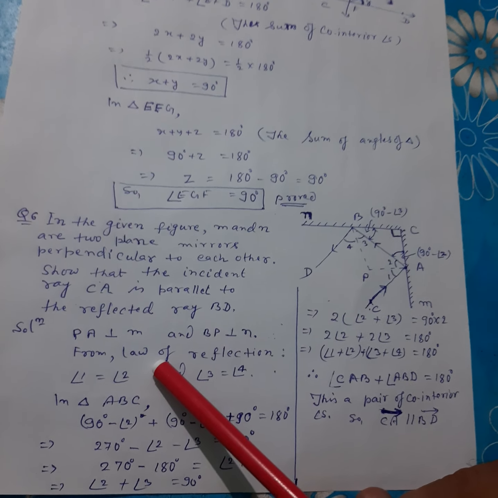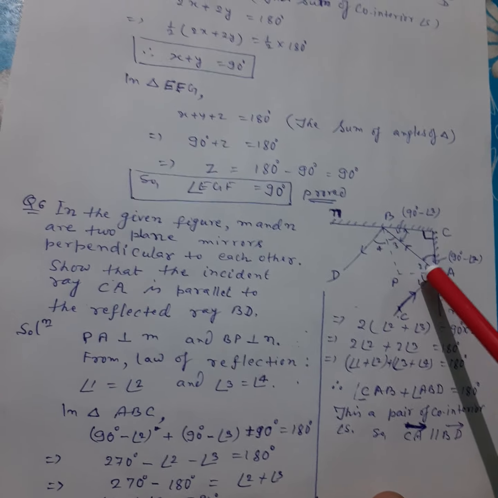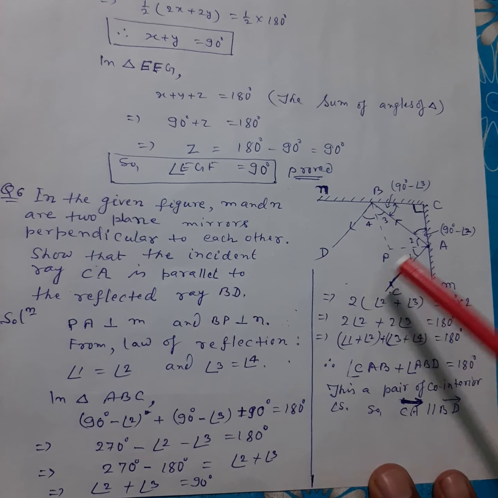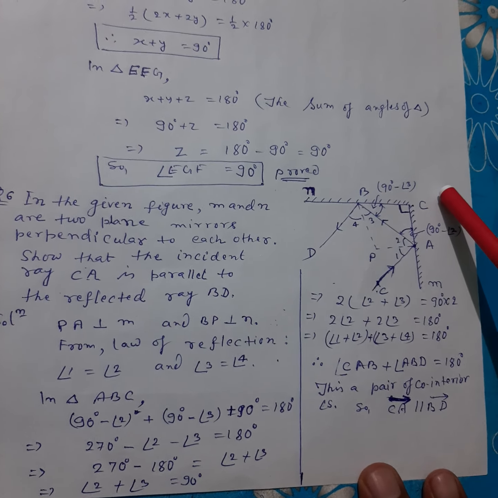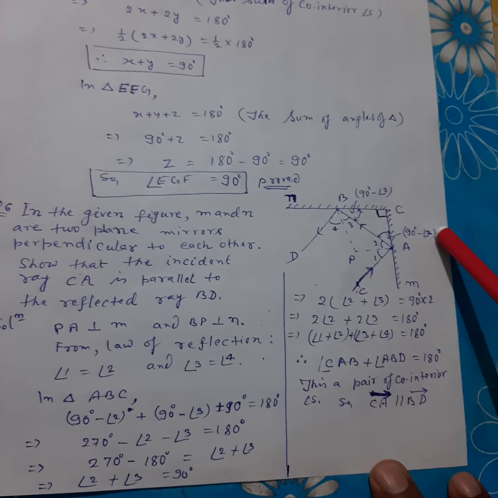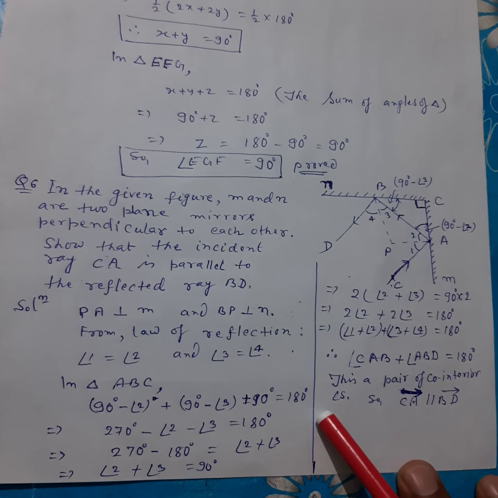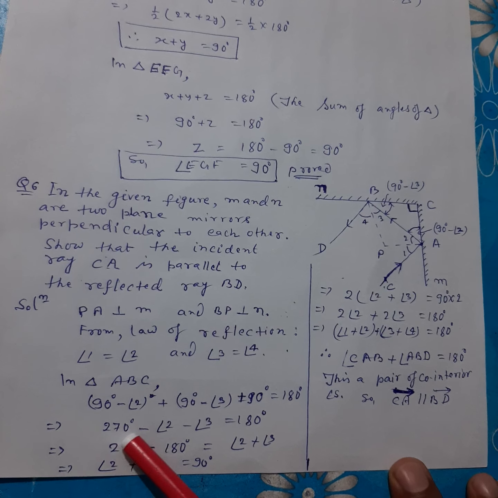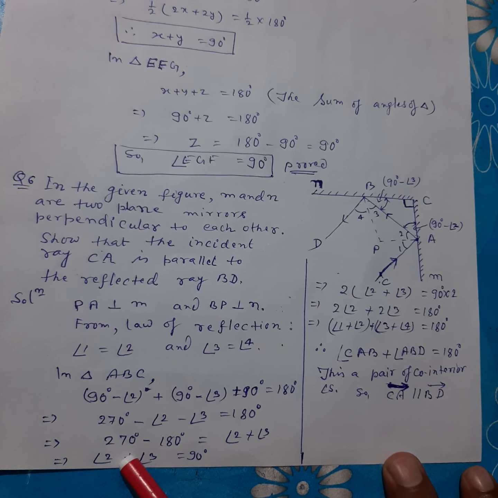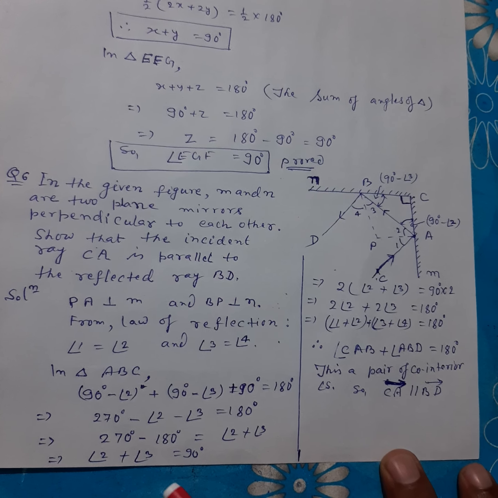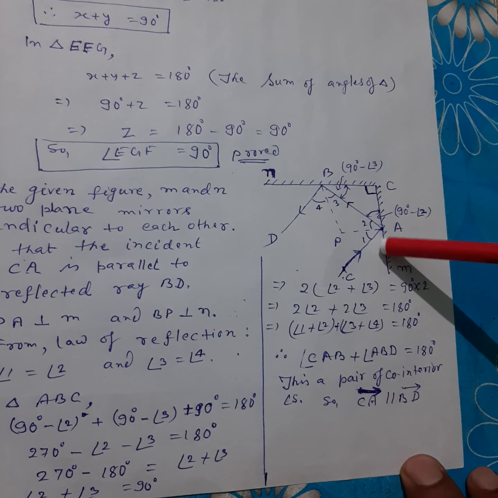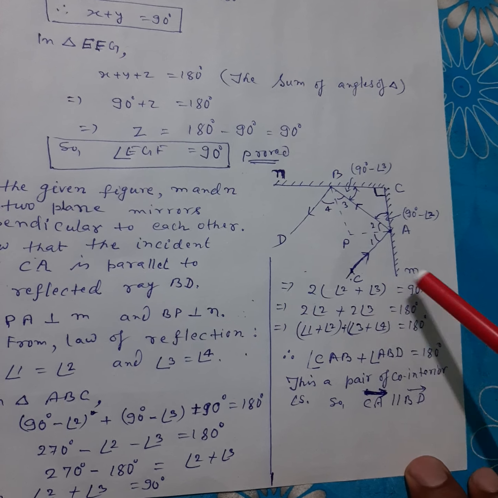Now from the law of reflection, angle 1 equals 2 and 3 equals 4. In triangle ABP, as we observe, that is 90 minus 3, plus 90 minus 2, plus 90 equals 180 degrees. Or we observe here 270 minus 2 minus 3 equals 180 degrees. Finally 270 minus 180 equals 3 plus 2. So 3 plus 2 equals 90 degrees.